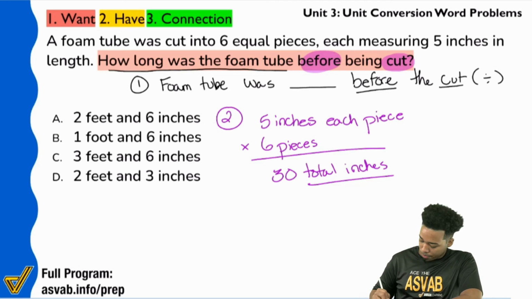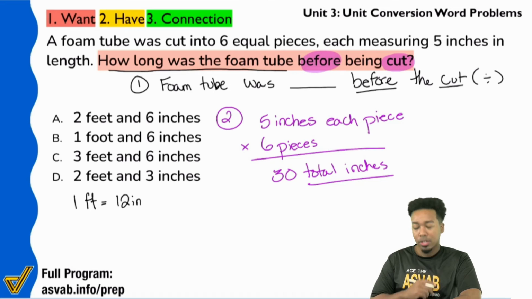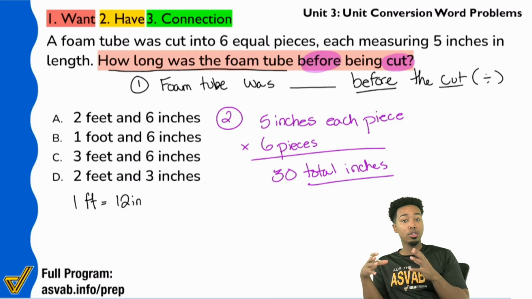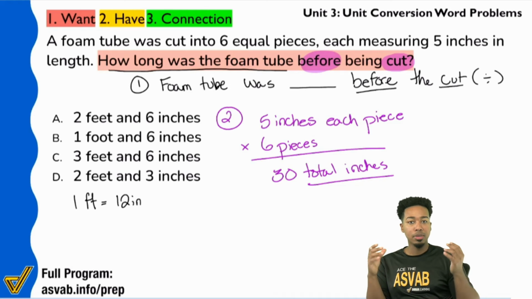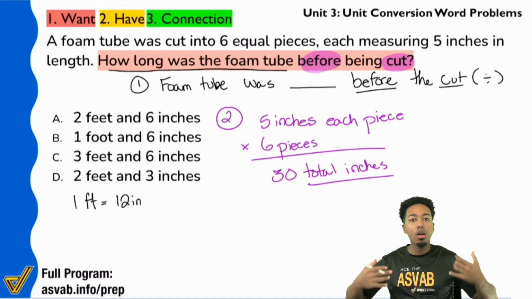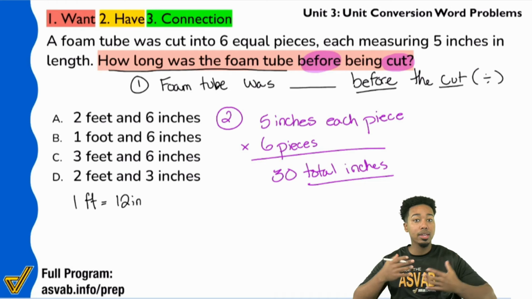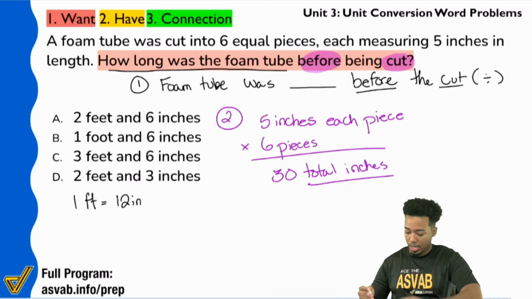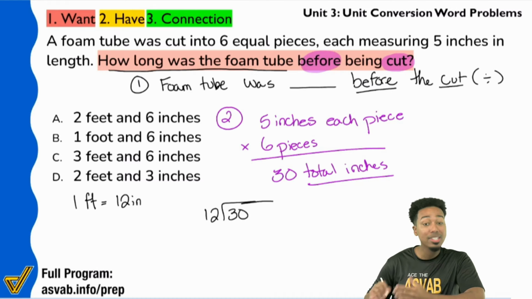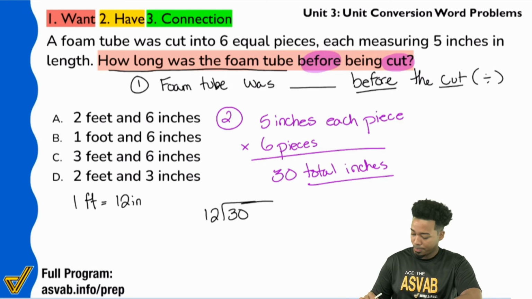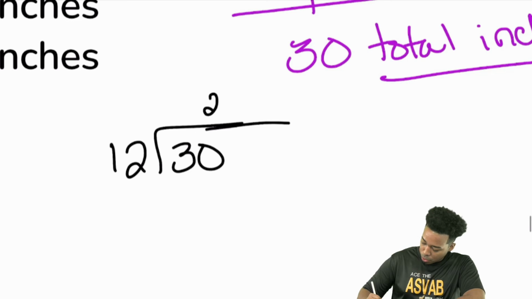So what we know is that 1 foot equals 12 inches. So to convert from a small unit, inches, into a bigger unit, feet, what you would do is you would divide, because you're grouping up all of the groups of 12 inches that you can to make them 1 foot each. So 12 goes into 30 how many times? Or basically, how many groups of 1 foot can we make? Well, 12 goes into 30 twice, so that's 2 whole feet.